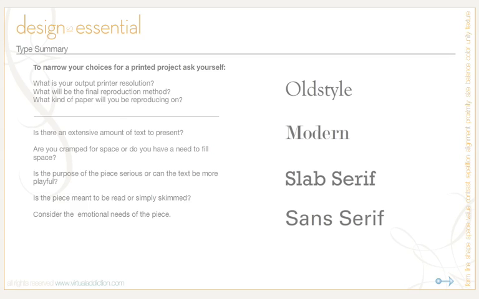These are ones that communicate clearly with no quirks, and they can be considered the gray suits of typography. Is your piece meant to be read, or is it simply skimmed? Be honest about this. Things like catalogs are usually skimmed. The viewer will read the headlines first and find the text they want to read.